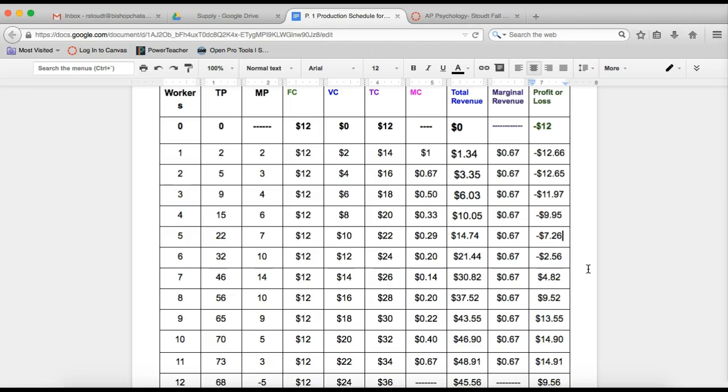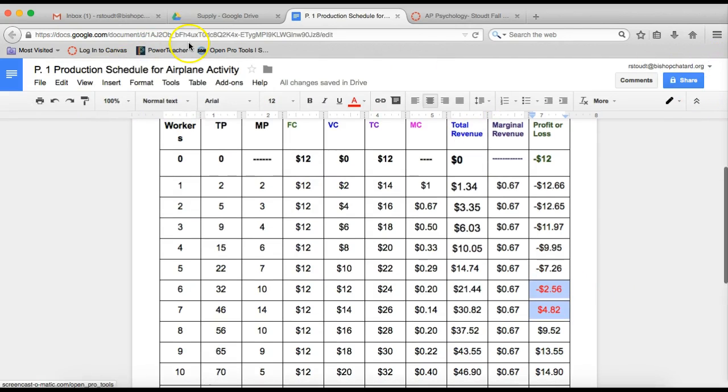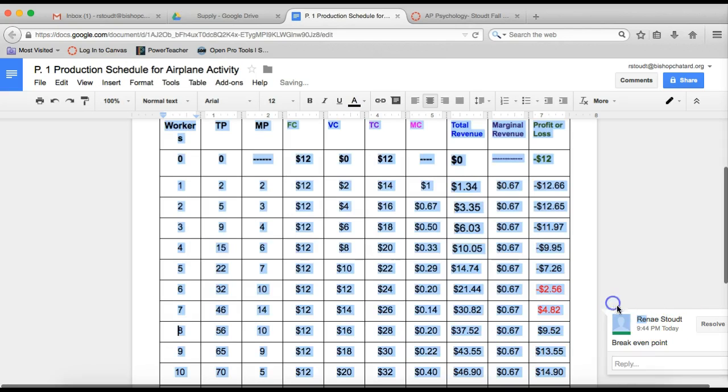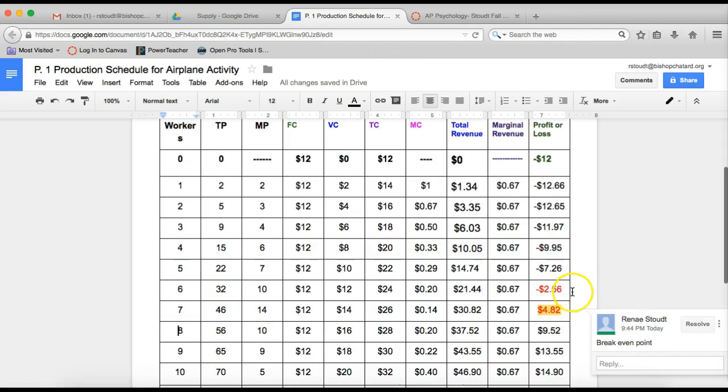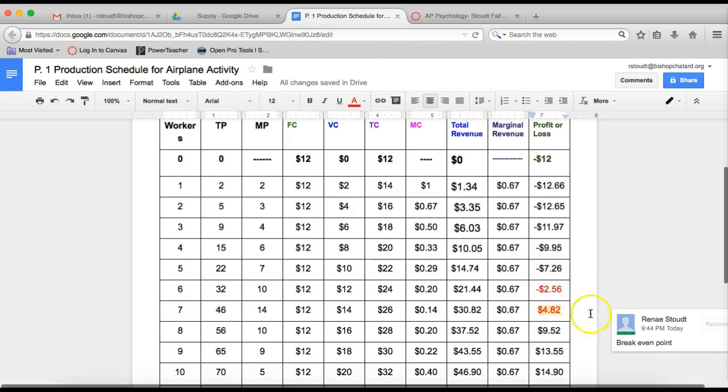So what you need to look for is this point right here, where it goes from a negative to a positive number. Okay, and I want you to put a little bracket over here. I'm having a hard time being able to do this on my computer, but I want you to put a bracket over there, and I'm going to put this in red. This is going to be our, I'm going to insert a comment, okay? So our break-even point is going to be where our profit or loss column goes from a negative number to a positive number.